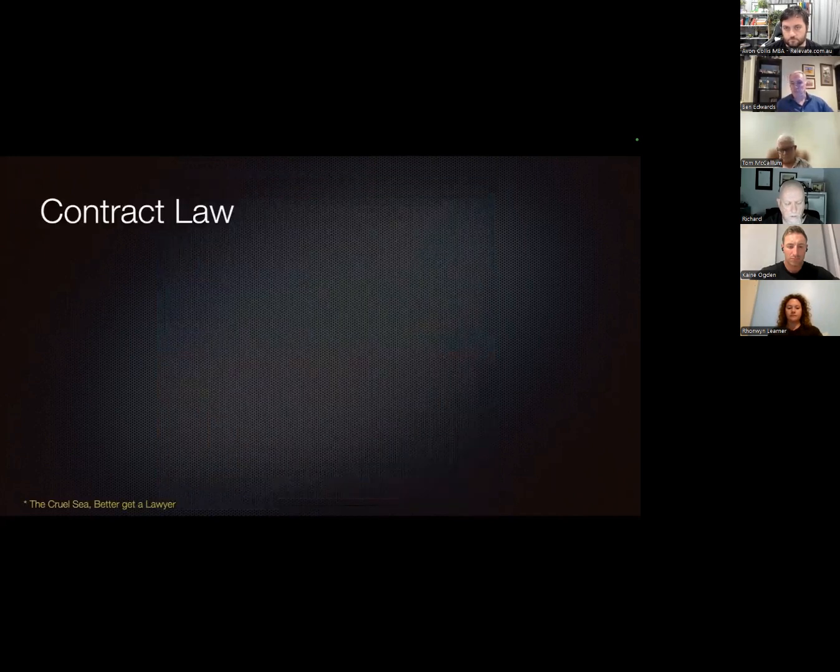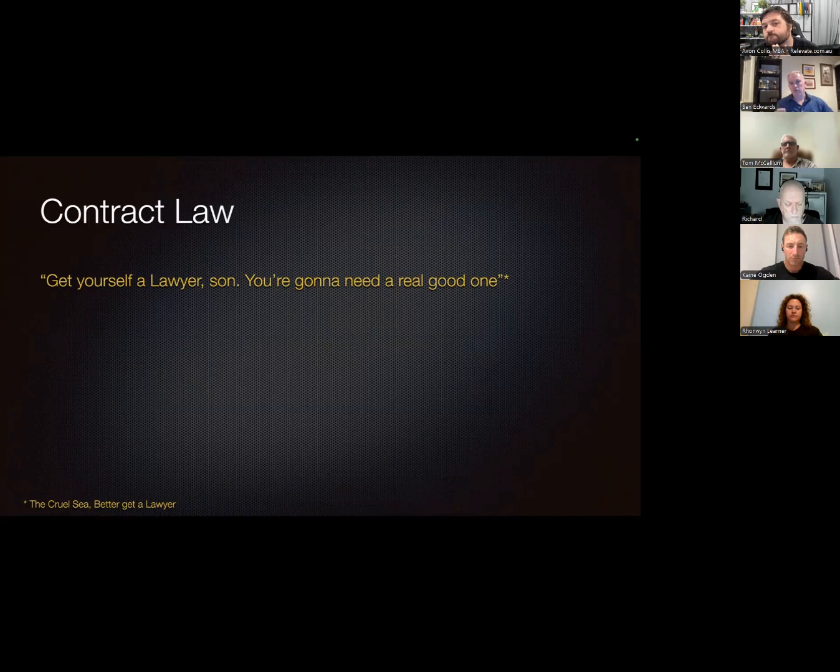Now, some people think this applies to contract law. It doesn't necessarily do so. That's separate. So contract law, I did a course, it cost about $3,500 to do contract law for non-lawyers. And we turned up, there were about 20 of us instructed by some contract lawyers, business lawyers. And we asked a lot of questions about contract law outside of the basic construct of a contract. And their answer was pretty much the cruel C: get yourself a lawyer, son, you're going to need a real good one. So you need a lawyer to support you in contract law.